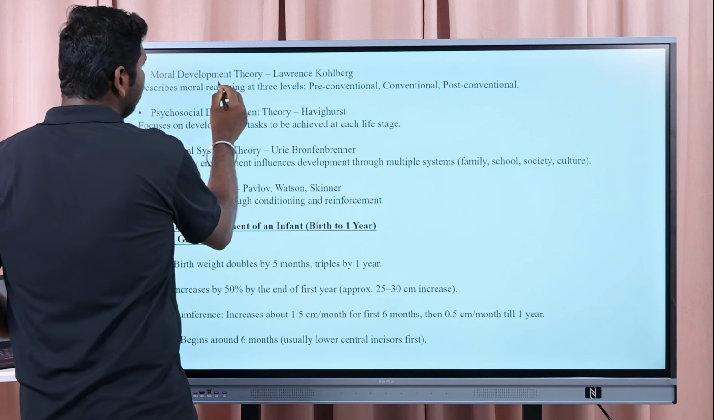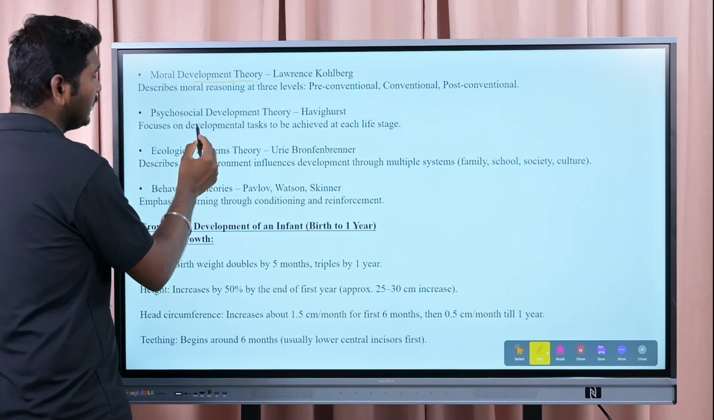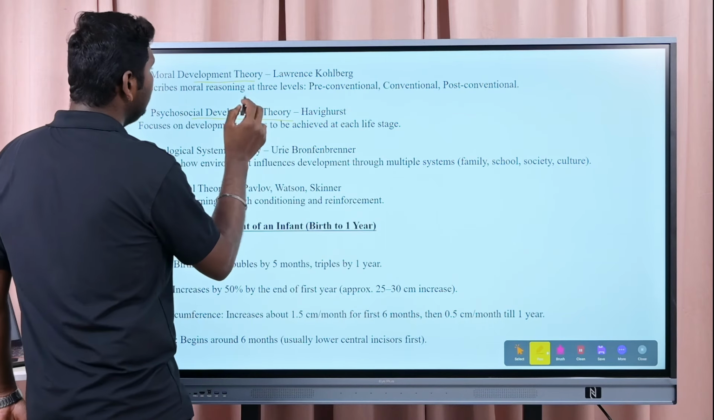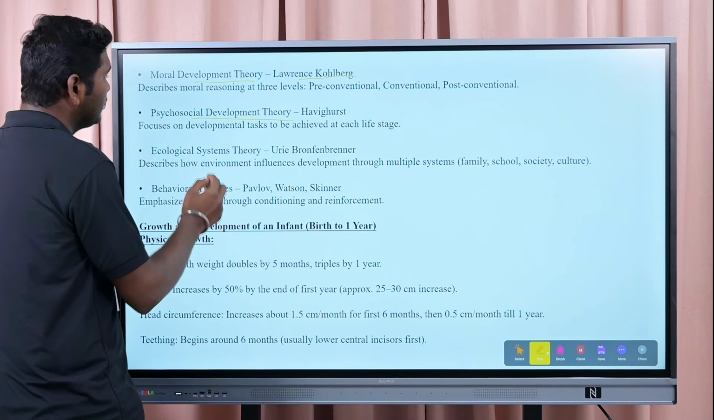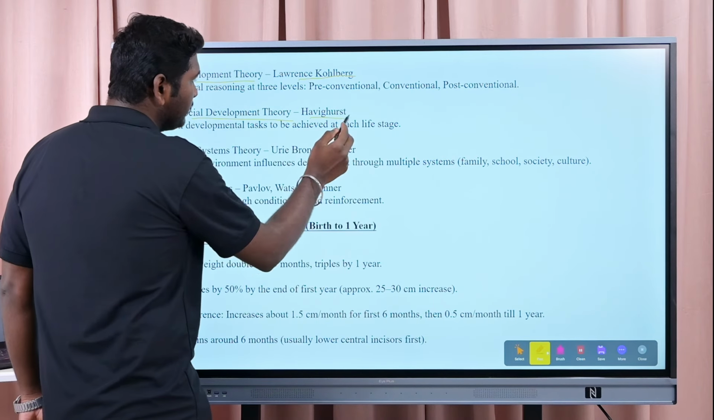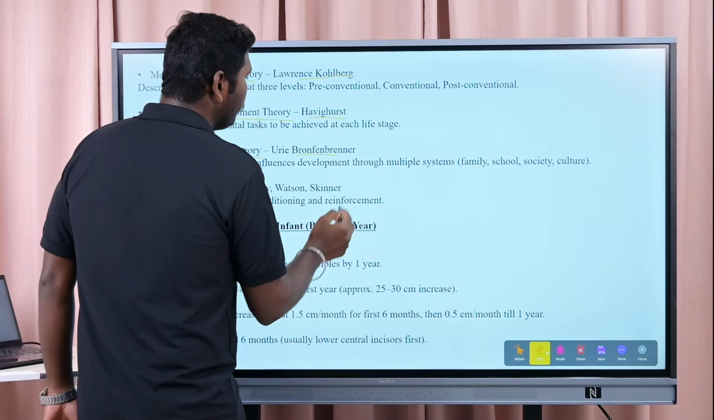Next is moral developmental theory, and psychosocial developmental theory. Moral developmental theory was brought by Lawrence Kohlberg, whereas psychosocial development theory by Havighurst, and ecological systems theory by Urie Bronfenbrenner.